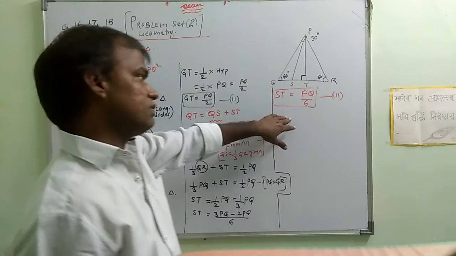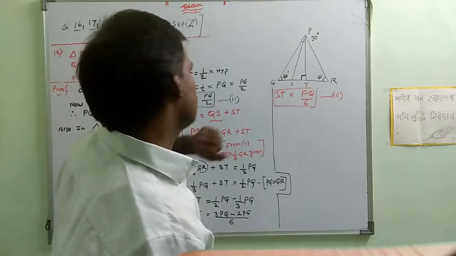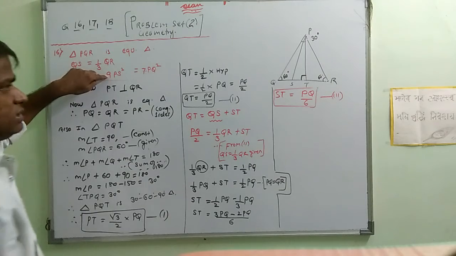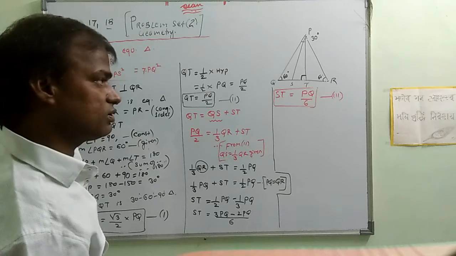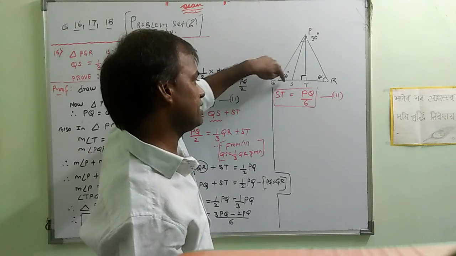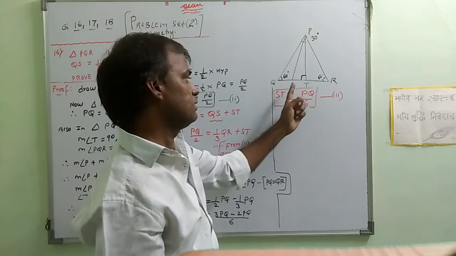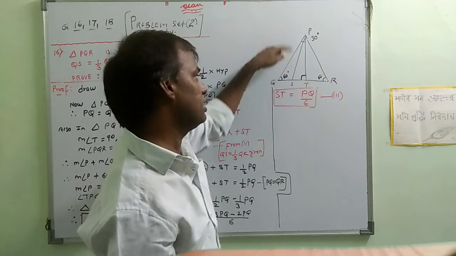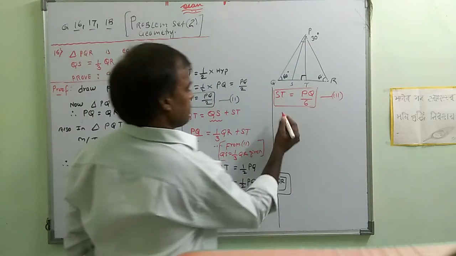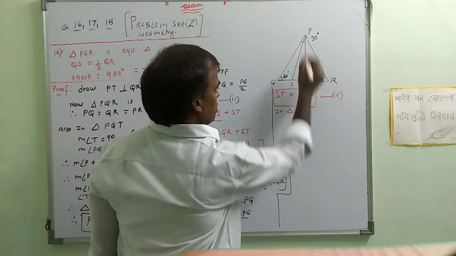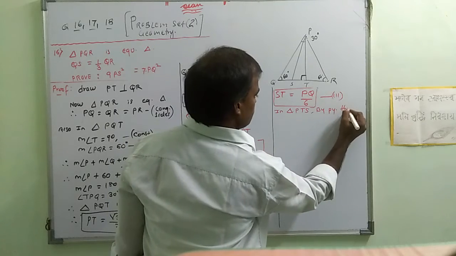Now where are we going to use this value? In this triangle PTS. Because what do we have to prove? 9PS square. So we need to find PS square. So for PS square we have to use Pythagoras theorem. Where? In this triangle PTS. So when we need PTS, we need ST. For that reason we found this. So ST we got, PS we have to find, and PT is given here. Okay, so let's use, in triangle PTS, by Pythagoras theorem.